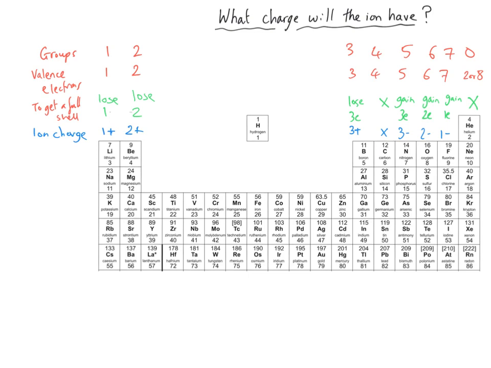So you can make predictions about the electronic structure and about the charge of positive metal ions or negative non-metal ions just by looking at the periodic table and the position an element has in a particular group. And if you can master that skill, it will make bonding and other topics so much easier as well.